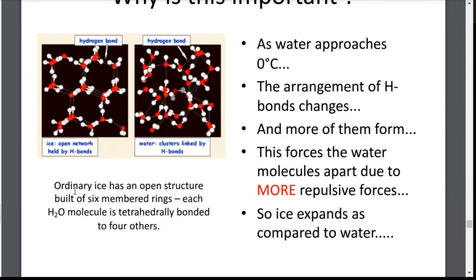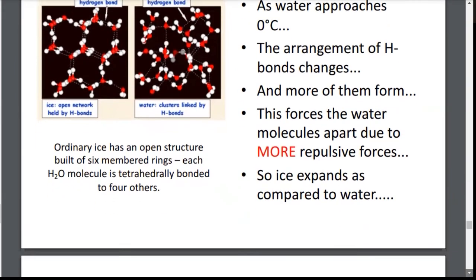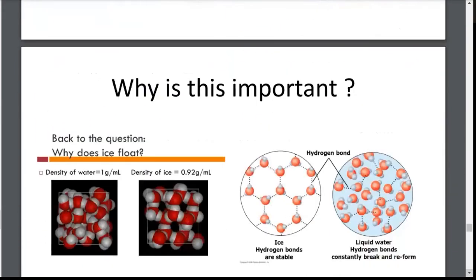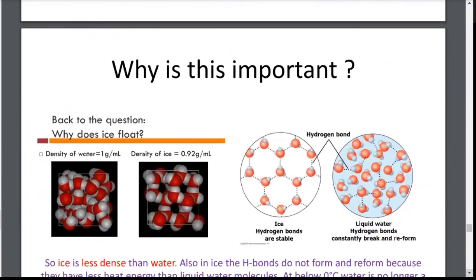So as we get to freezing point, ice expands, whereas with most other substances, the opposite happens. They contract. As ice expands, you have the same number of molecules occupying a bigger space, which makes them less dense. So back to the question, why does ice float?